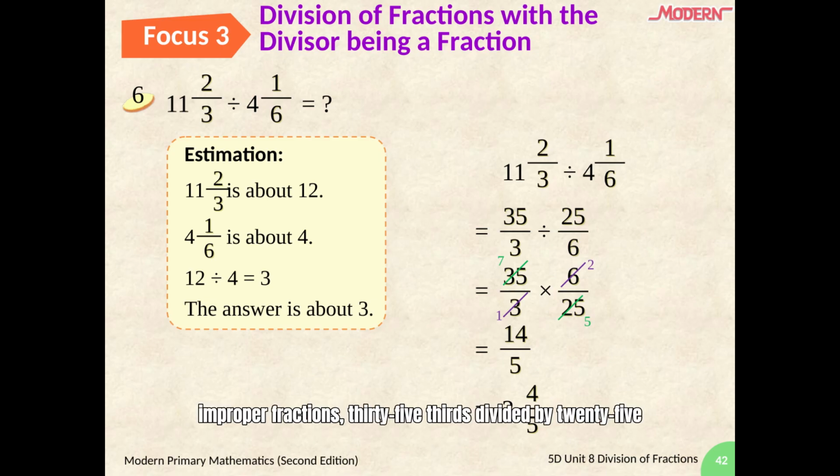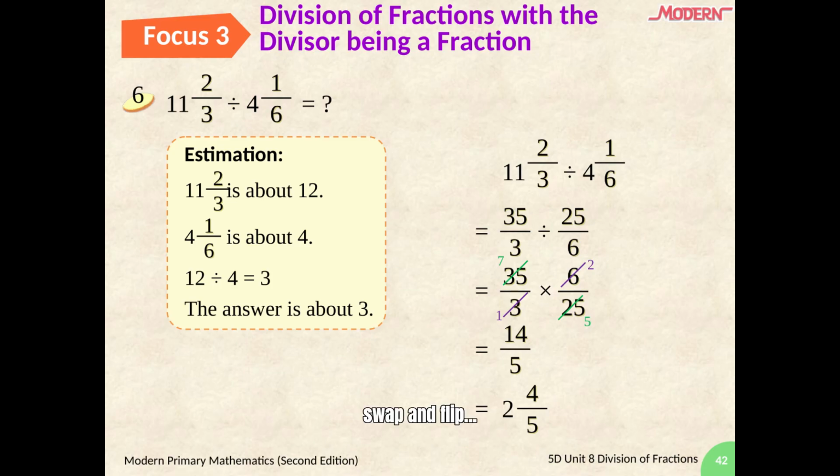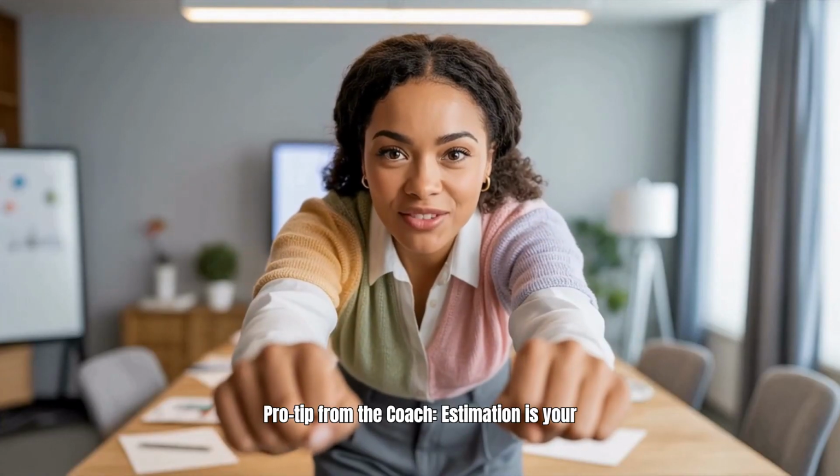Convert to improper fractions. 35/3 divided by 25/6. Swap and flip. Snip the 35 and 25. Snip the 3 and 6. Result, 14/5 or 2 4/5. 2 4/5 is almost 3. Target hit. Mission accomplished. Pro tip from the coach.